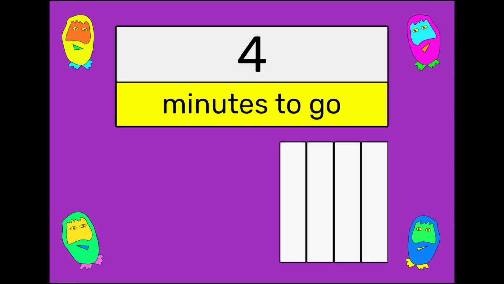What do I do to find one half? Divide by two. One third. To find one third, divide by three.